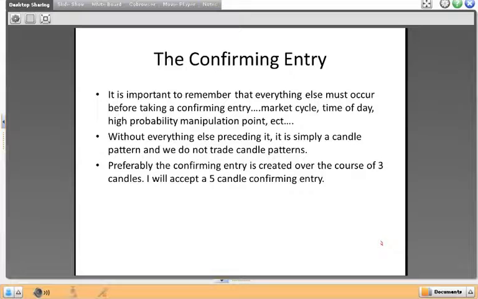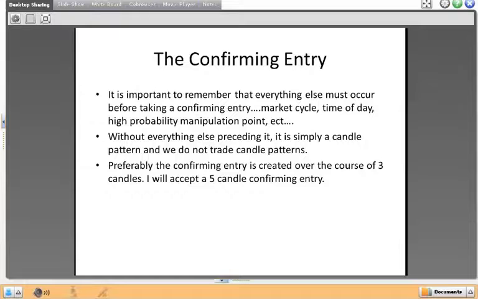All right, the confirming entry. It's important to remember that everything else must occur before taking a confirming entry. That's all the other parts we talked about in the other slide: market cycle, time of day, high probability manipulation point, etc. Without everything else preceding it, it is simply a candle pattern, and we don't trade candle patterns. We're not candle pattern traders. We're not chart pattern traders. Without everything else behind it, it means nothing.